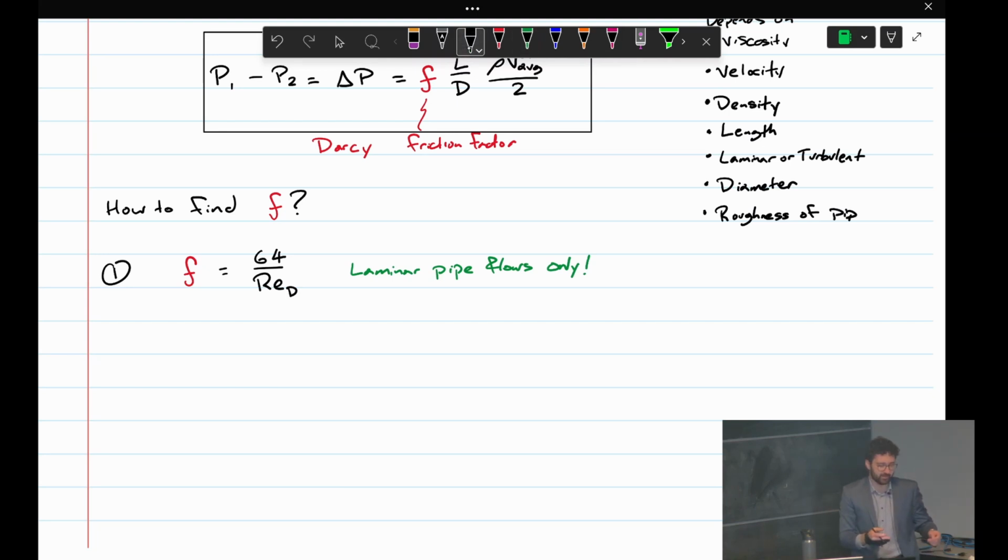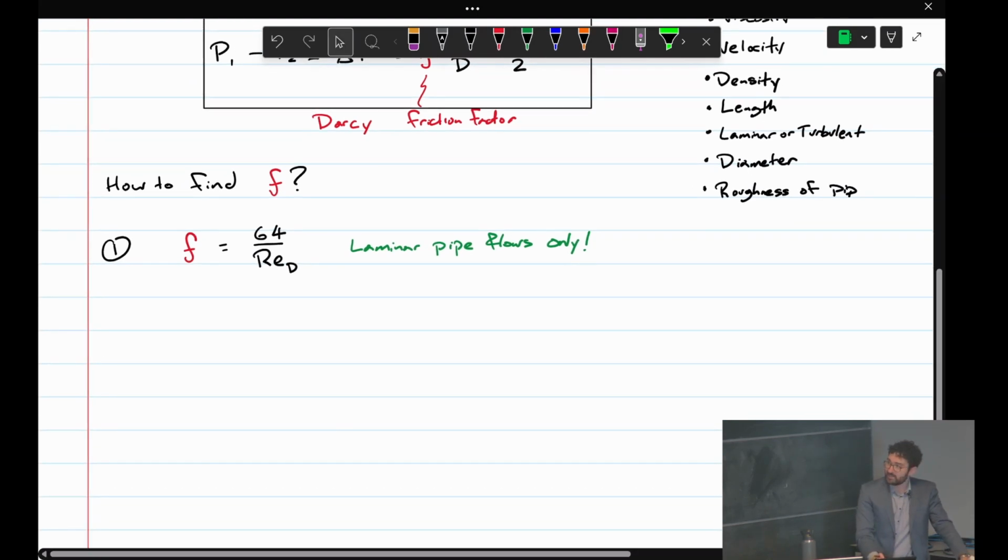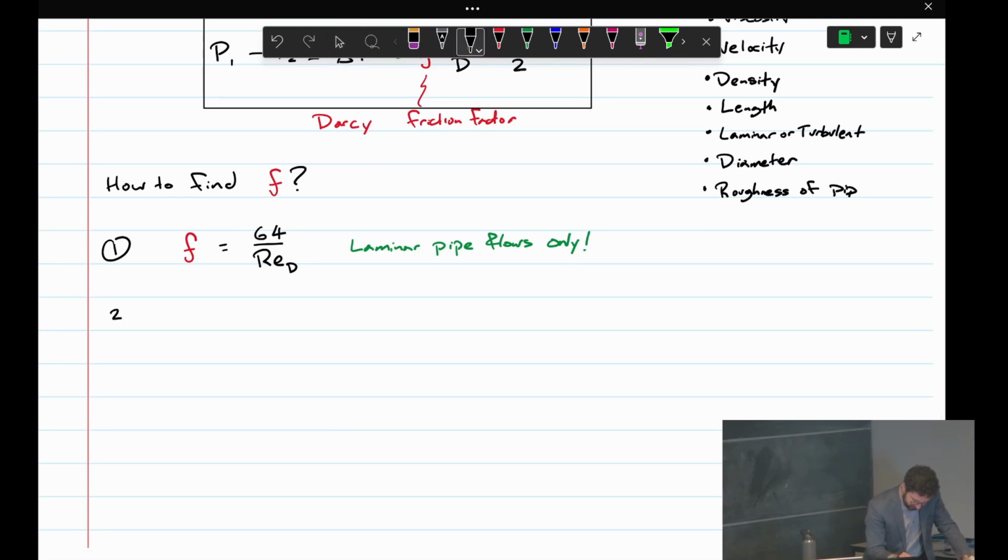So if you recall, last time we talked about the criteria based on that Reynolds number of whether or not it will be laminar or turbulent. So if you find out that you have a laminar flow, that's how you can calculate that friction factor. So quite easy. As always with turbulent flows, everything is more complicated. So for turbulent pipe flows, the gold standard in terms of accuracy is called the Colebrook equation. And that's for turbulent pipe flow only.